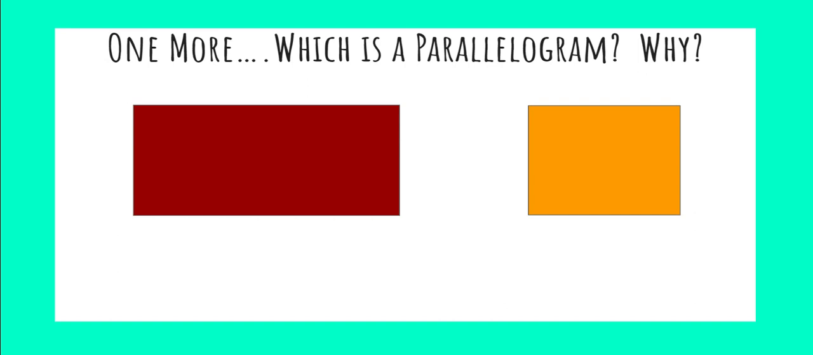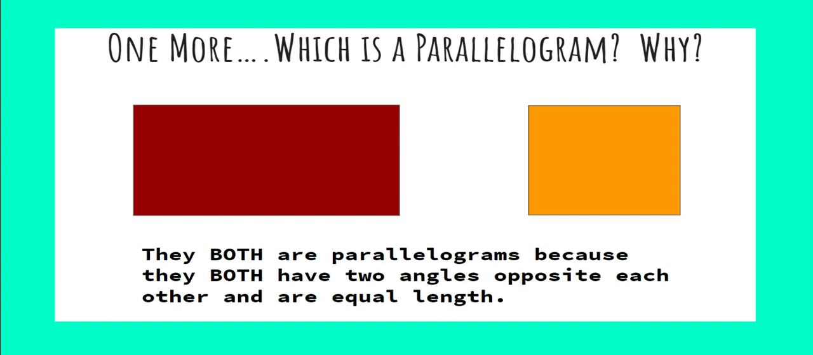If you chose the first one, you are correct. If you chose the second one, you are also correct because both are parallelograms. And the reason for that is both of those shapes have two angles that are opposite each other and are equal length.